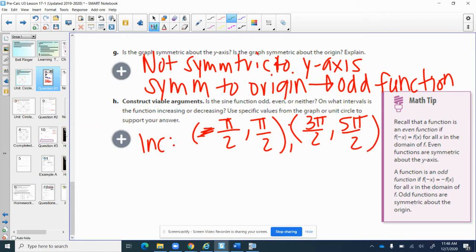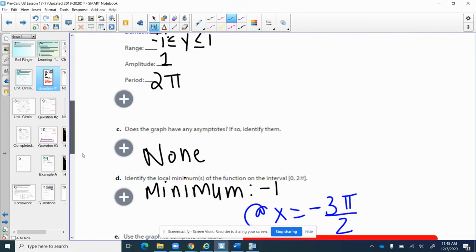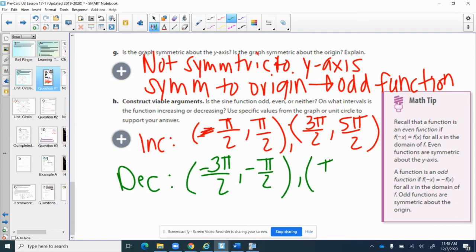On the flip side, we are decreasing at these points here. So from negative 3 pi over 2 to negative pi over 2, or from pi over 2 to 3 pi over 2, we're decreasing. Left to right, you're going down on the graph. So negative 3 pi over 2 to negative pi over 2, or another interval would be from pi over 2 to 3 pi over 2.